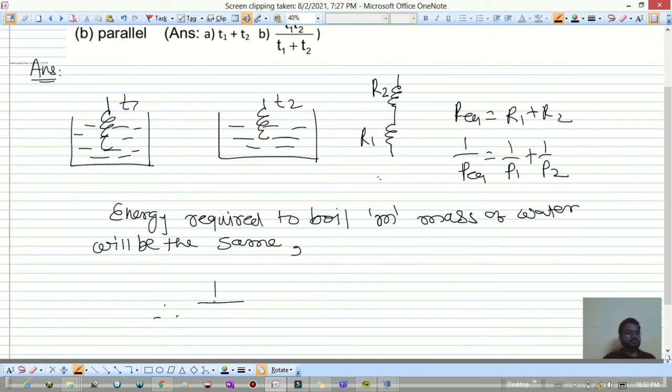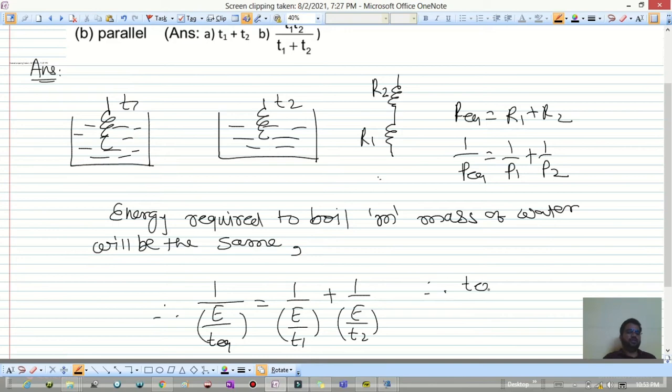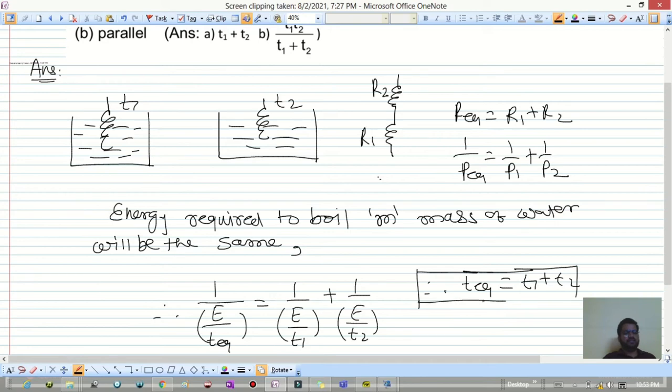Power is the energy per unit time. So energy divided by time required: T equivalent is equal to... time required is T1 supposed to be for the first, time required is T2 for the second. So therefore T equivalent we have is T1 plus T2 if they are connected in series.